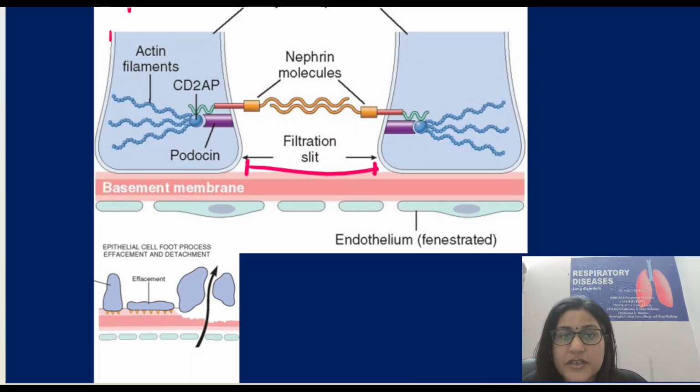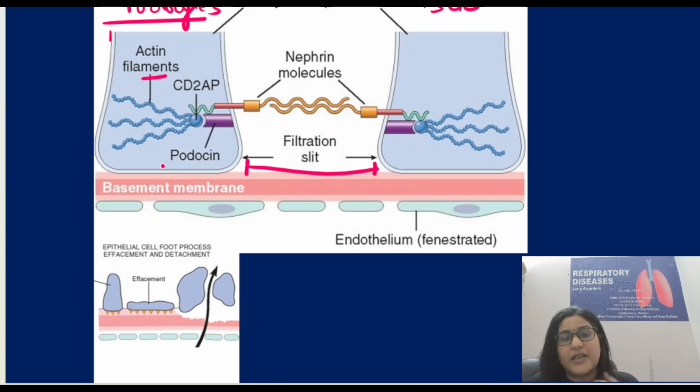Now, what proteins are they made of? Because in focal segmental glomerulosclerosis, most importantly, these proteins are affected, or there are genetic mutations in these proteins which lead to nephrotic syndrome. So, what proteins are there? We have nephrin, we have podocin. Important for you to remember.